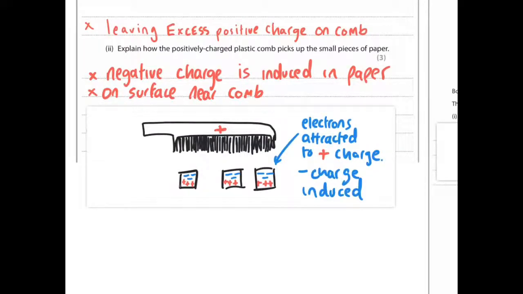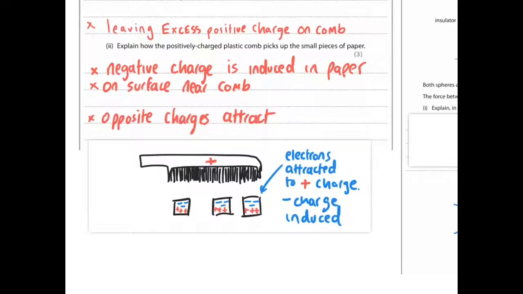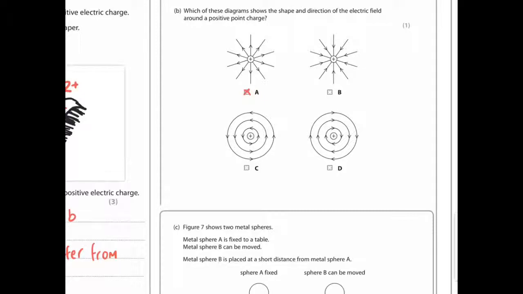So it's not like you've actually changed the number of electrons. They're not leaving. There's no imbalance here. Overall, there's still a neutral charge, but near the surface now there's a relatively more negative charge, which is being induced by this comb with its positive charge moving close to it. And then finally, you finish by saying opposite charges attract. That will explain why it can pick up the small pieces of paper. So remember, 3 marks, 3 points. Always use bullet points. Okay, so now we look at electric fields.